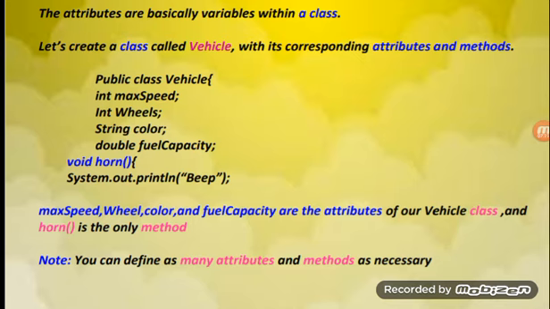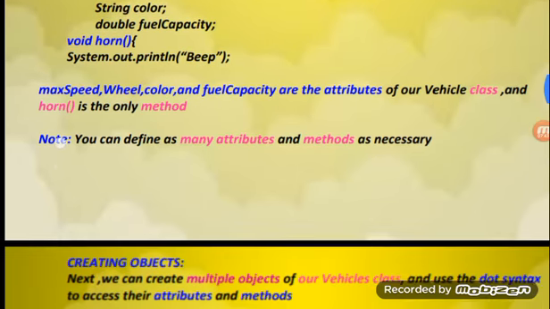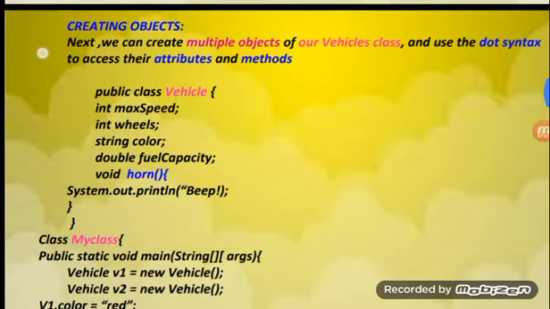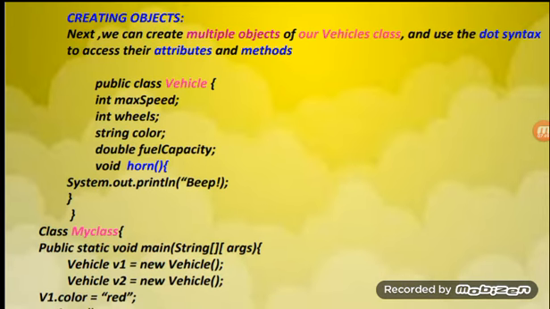You can define as many attributes and methods as necessary. If you want to create a number of attributes, you have to define them, and for a number of methods, you have to call those methods. Next, I am going to discuss creating objects.